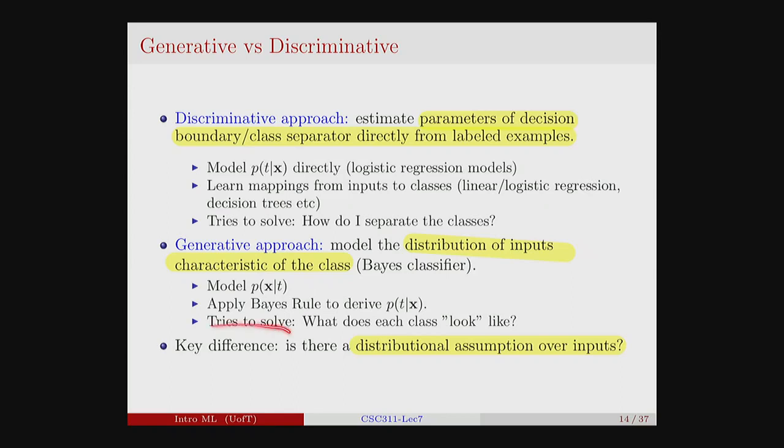So the key difference between the two to keep in mind is whether or not there is a distributional assumption over the inputs. What does it mean to have a distributional assumption over inputs? It means that you are going to pose a probability distribution that characterizes how the input features behave. And we'll learn how to do that in the context of some of the generative classifiers we'll talk about today.